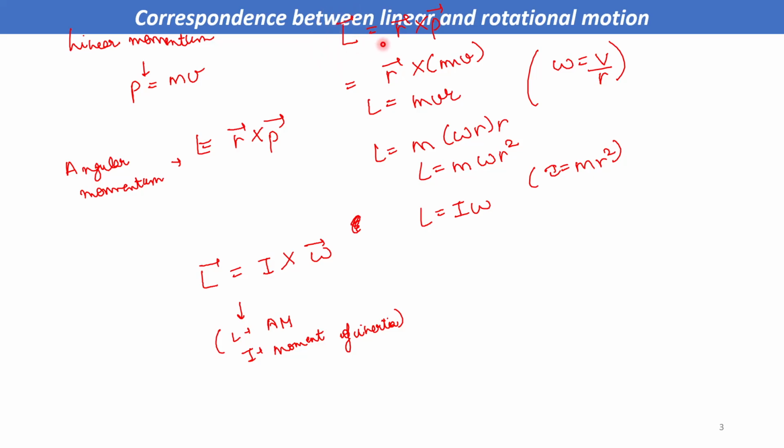As we know, L is the cross product of r and P. L is the angular momentum, and if you multiply r with the linear momentum, it gives the angular momentum. We know that linear momentum P is mv. So substitute the value of P, L is mvr. And we discussed earlier that angular velocity is equal to linear velocity by r. So substitute the value of v, that is angular velocity into r. So L will be m into omega r by r into r, so it will be m omega r square. And we know that moment of inertia is equal to mr square. So from here we deduce the angular momentum, L is equal to I omega.